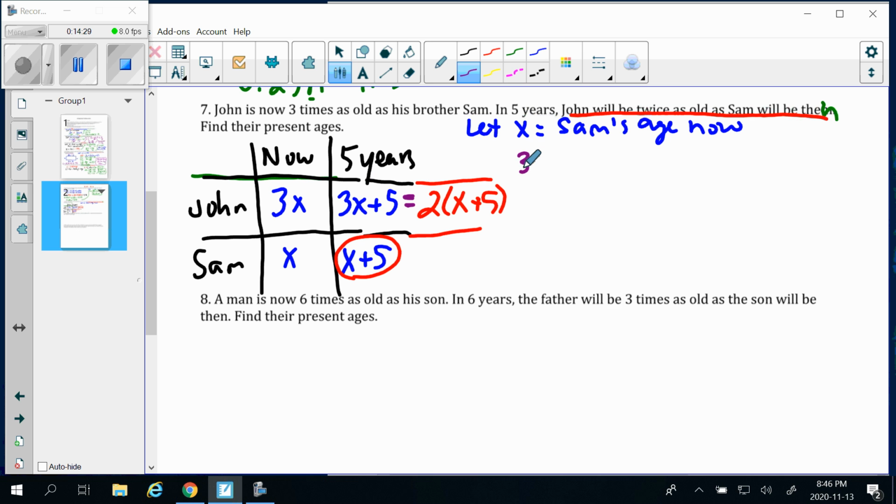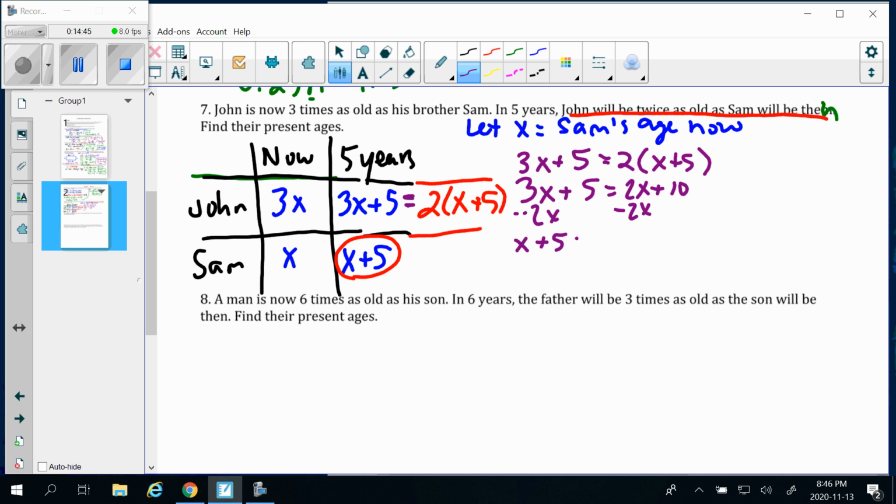These two are equal. And the moment you have the equal sign, you have an equation and you can solve it. So this is 2x plus 10. I will minus 2x from both sides. So x plus 5 is equal to 10.